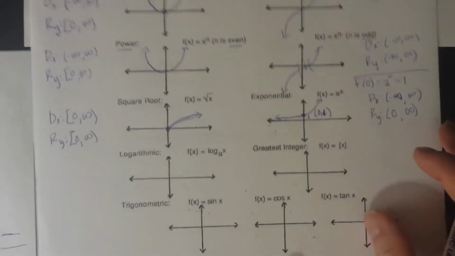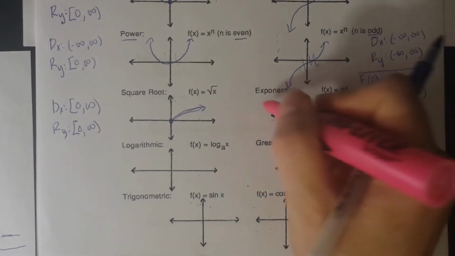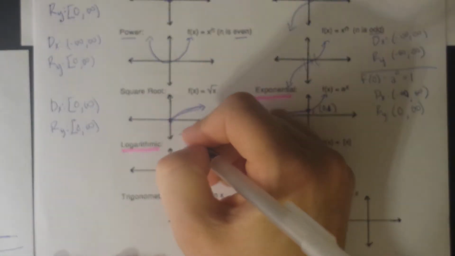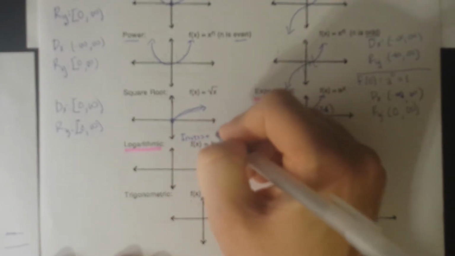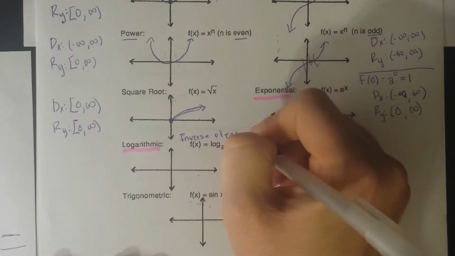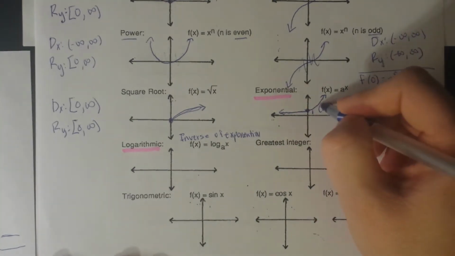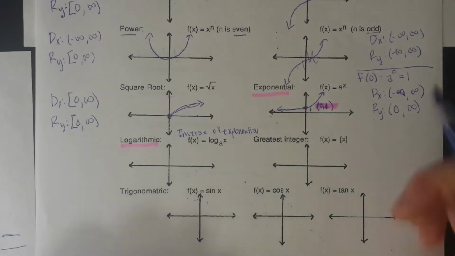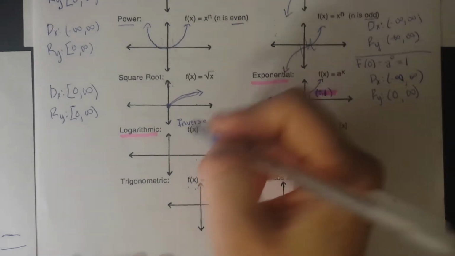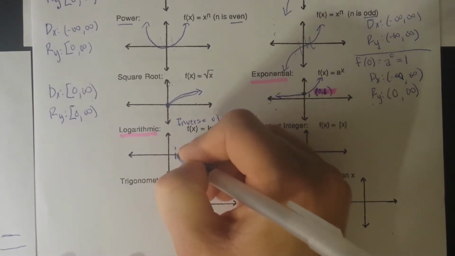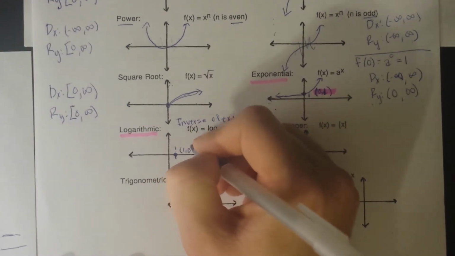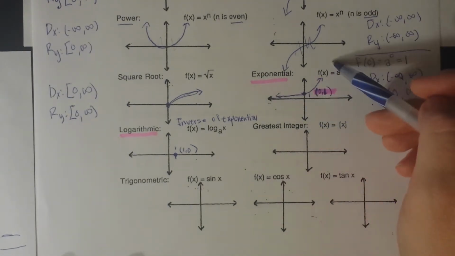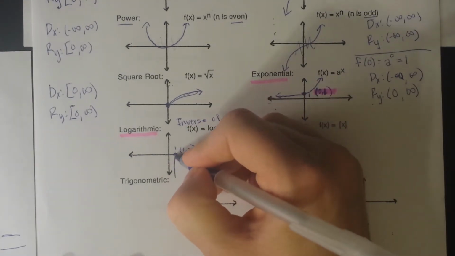Okay, the reason I did this one first is because exponential and logarithmic are inverses. This is the inverse of exponential. An inverse means that the x's and y's switch places. So if this crosses at 0, 1, the flip-flop of that would be 1, 0. So the logarithmic crosses here at 1, 0. And instead of crossing the y-axis going up, it crosses the x-axis going up.